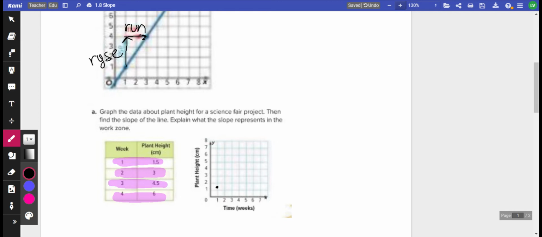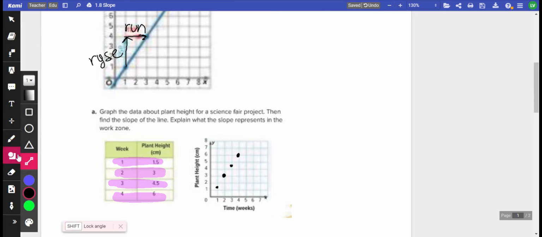Then I go and plot (2, 3). I go to the right 2, I go up 1, 2, 3. Then I go and plot (3, 4.5). So I start at 0, 0, go to the right 3, go up to 4.5. Next, (4, 6), I start at 0, 0, go to the right 4, go up to 6. Now I'm going to connect my points.